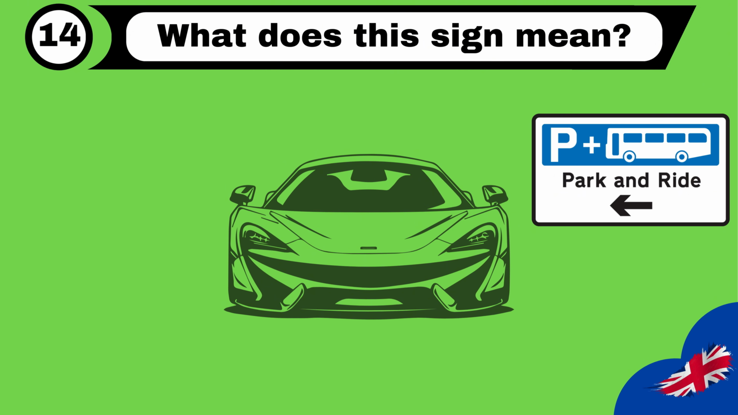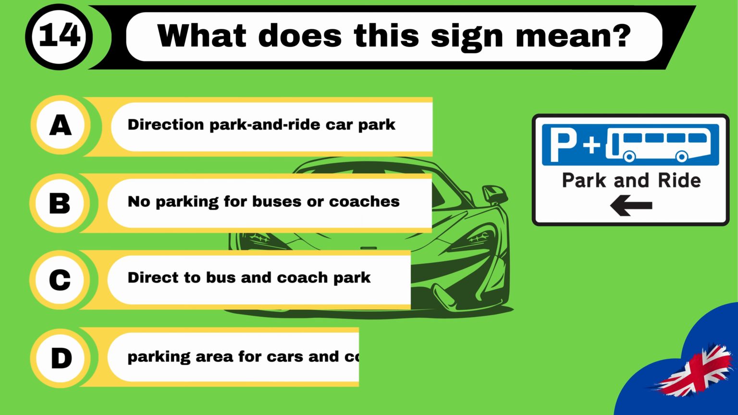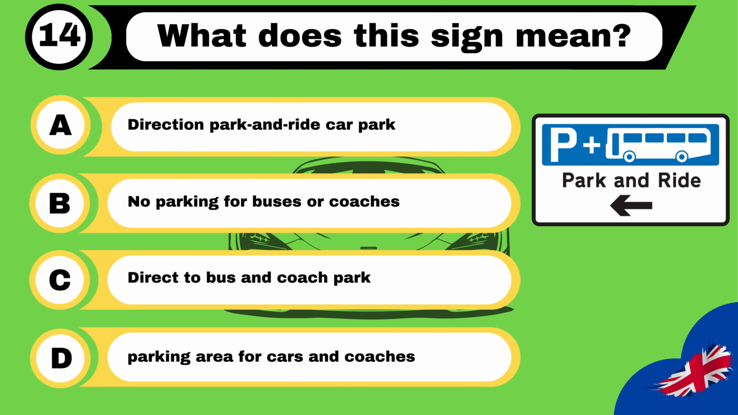Question 14. What does this sign mean? A. Direction park and ride car park. B. No parking for buses or coaches. C. Direct to bus and coach park. D. Parking area for cars and coaches.